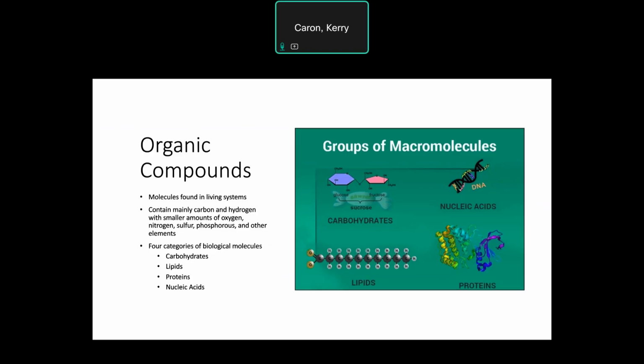Okay. Organic compounds. Organic, think carbon. Things that contain carbon are organic. Mainly there are 4 categories: your carbohydrates, your lipids, which are fats, proteins, and nucleic acids. And I'll go through each one of those.